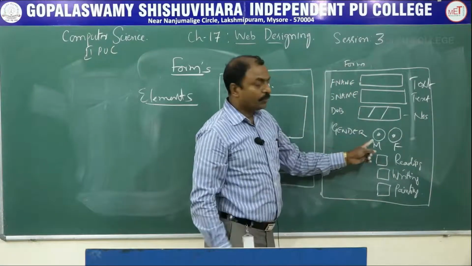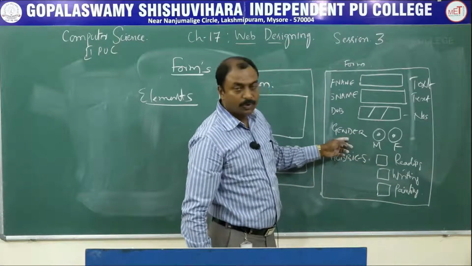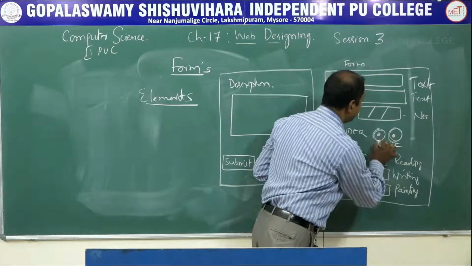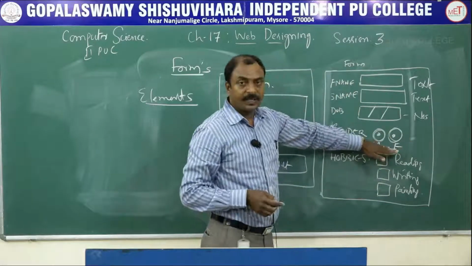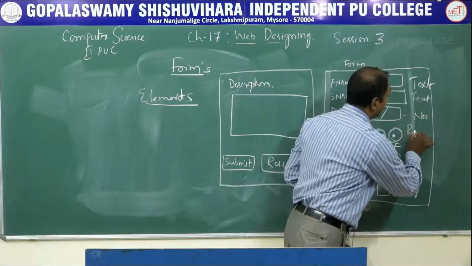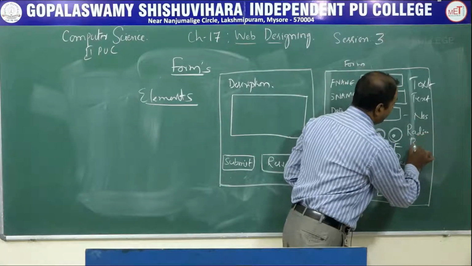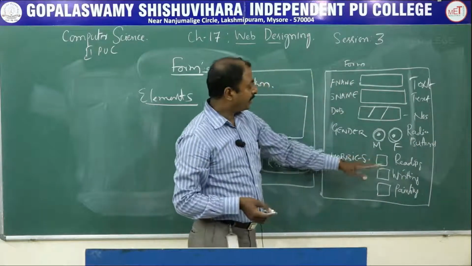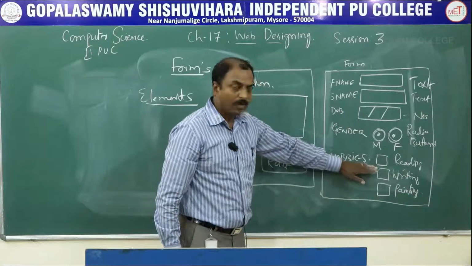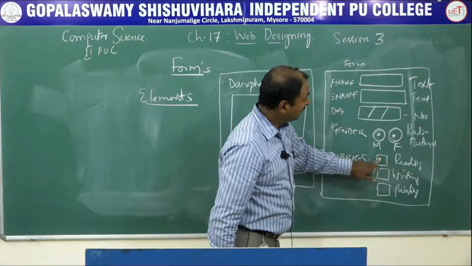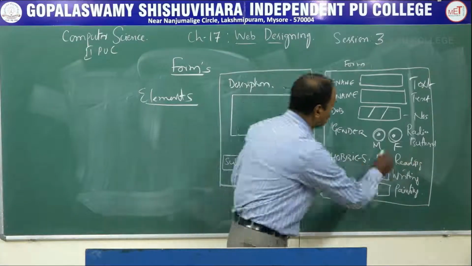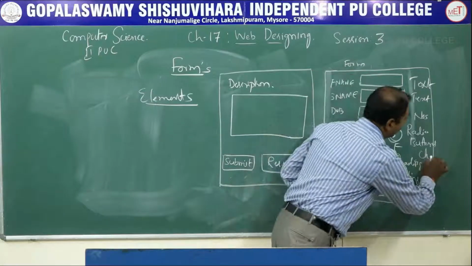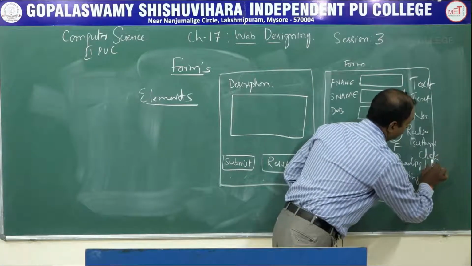And here, in this example, you are supposed to select any one of these. You may get something like this, and here you are supposed to select any one of these, and these are called radio buttons. We say radio buttons. And there are some fields like hobbies. You are supposed to tick or check any of the options. So these are called checkboxes.